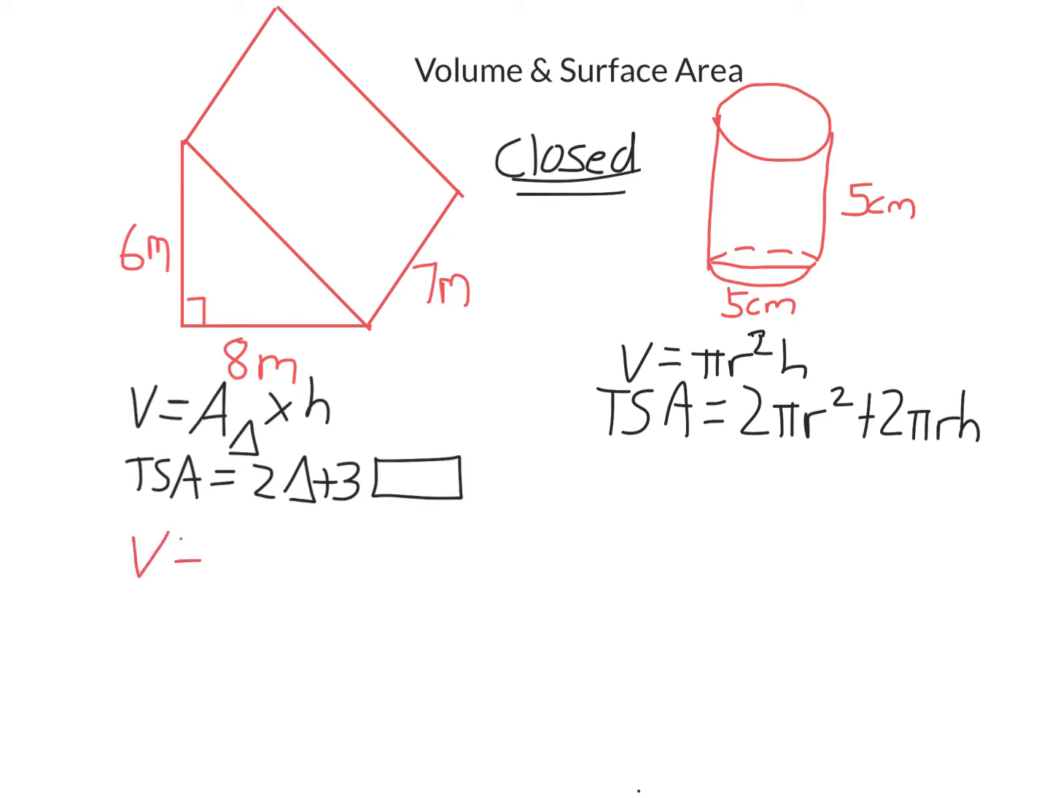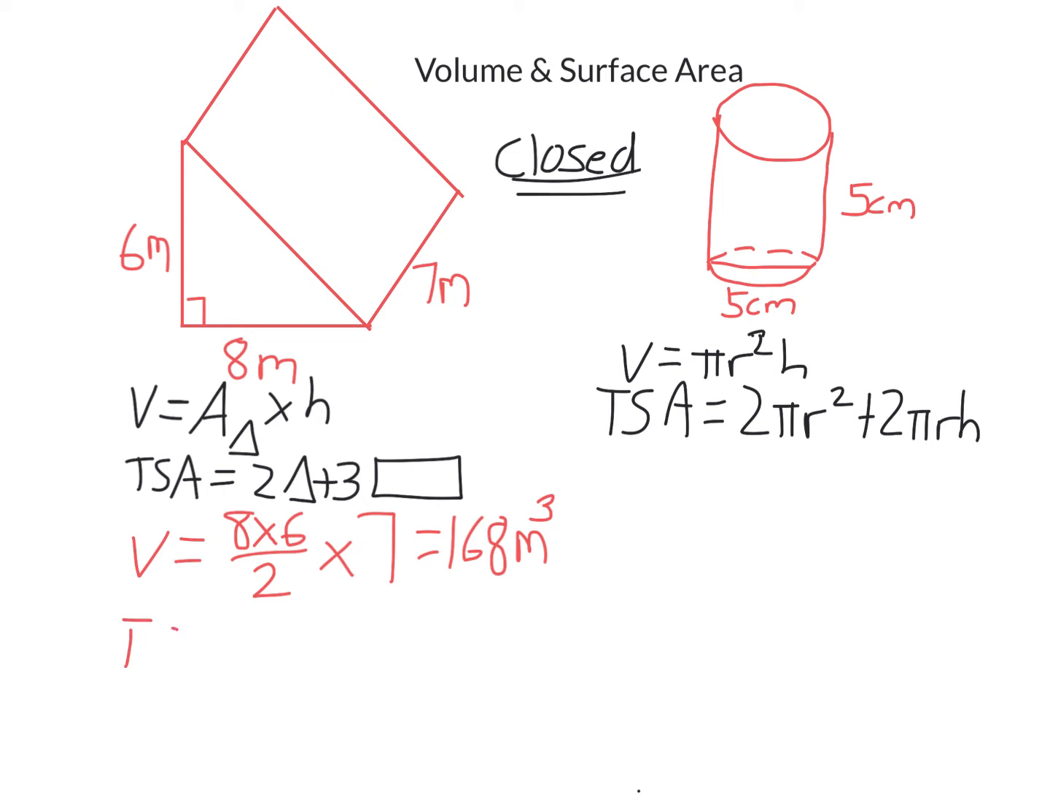So the volume is just the area of the triangle times the height. The area of the triangle is base times perpendicular height divided by 2, so it's 24 meters squared. We take the area of the triangle and we times by the height of the prism. When I say height of prism, we mean the dimension that's perpendicular to the base, and the base of a triangular prism is a triangle. So this is just 24 times 7, or 168 meters cubed. Of course, volume is in cubic units.